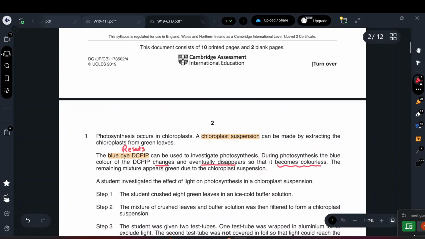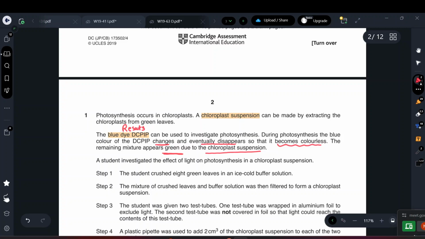The remaining mixture appears green due to the chloroplast suspension. So the DCPIP will change from blue to colorless. When it is colorless, the color of the chloroplast can be seen. You can see a green color. This means that photosynthesis has occurred. Okay, so this is the results you are going to measure. When the DCPIP changes, the green color will appear. This means photosynthesis occurred.